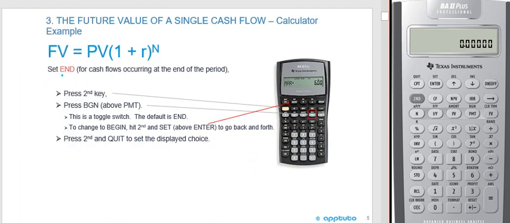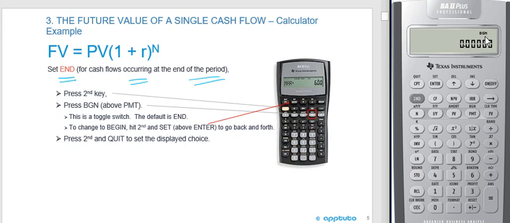Okay, this slide is just showing you how to set up the ending or beginning. If cash flows are at the end of the period, you need to be in the ending mode. So how do you switch the calculator from beginning to end? It's just here, it's above the payment key. You do second, beginning, second enter. I'm going to get my little beginning symbol, and then you hit clear. You can see now I've got it in my beginning mode.